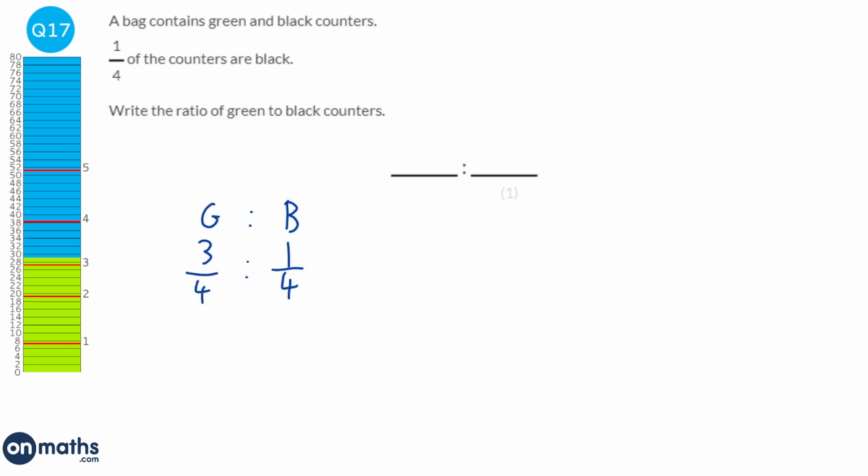And what we can do here is, on both sides of the ratio, just times it by 4. So I'm just going to times 4 both sides. So 3 divided by 4 times 4, because over 4 just means divided by 4. So 3 divided by 4 times by 4 just gets rid of the fraction. And 1 divided by 4 times 4 is just going to be 1.